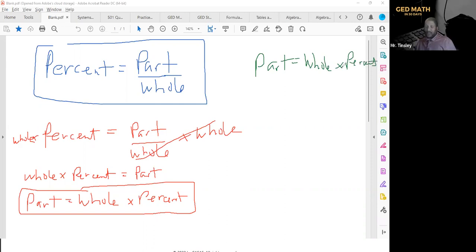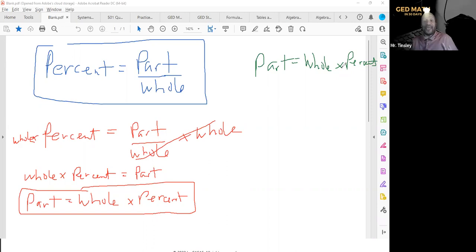I want to get whole by itself. So this is what you're doing in all algebra. If I want to isolate a variable, if I wanted to get X by itself, if I want to get Y by itself, and here I'm trying to get whole by itself. So when I look at that right side of the equation, whole is not by itself. Percent is with whole. I need to get rid of percent.